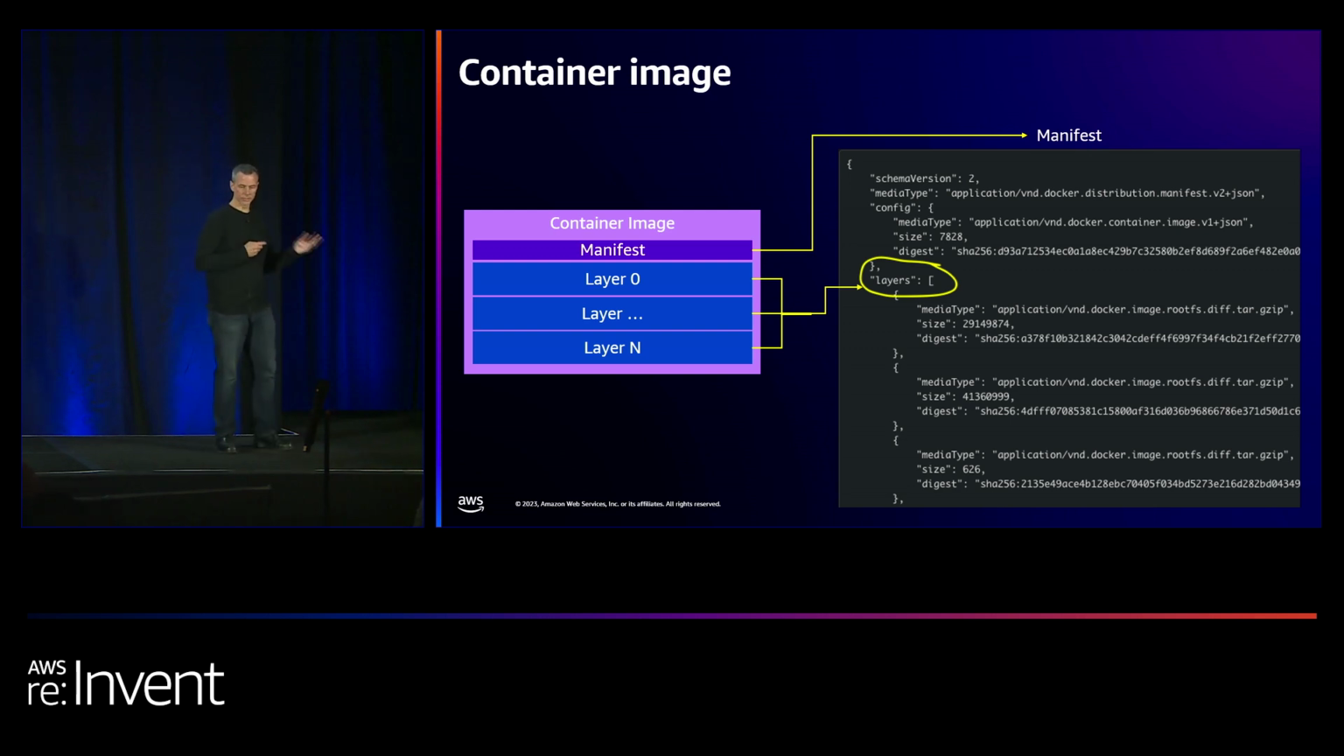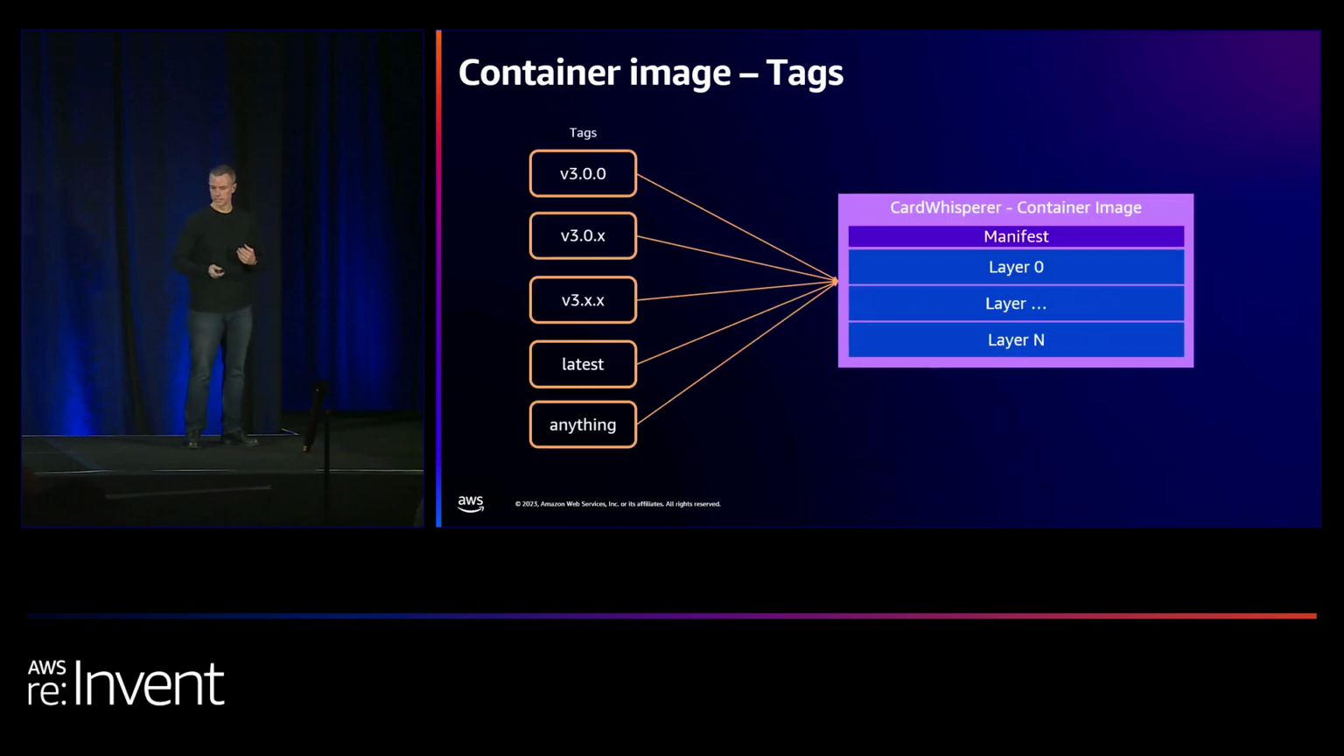Container images can be big or small. They can be tens of megabytes. They can be gigabytes, tens of gigabytes. And ECR stores them as efficiently as we can.